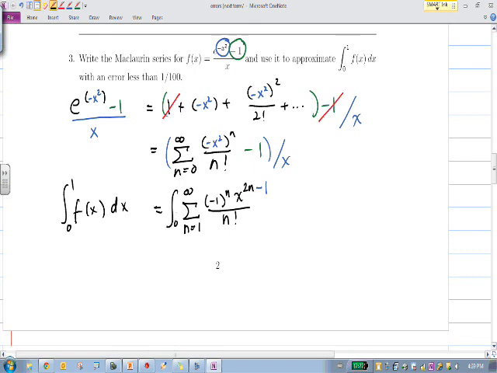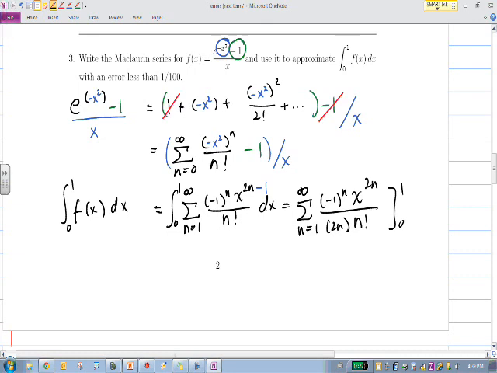Okay, so if I integrate this from 0 to 1 dx, here's what I will get. Sigma n equals 1 to infinity, negative 1 to the n, x to the 2n over 2n times n factorial, from 0 to 1. So let's examine what happens when I plug in the bounds. If I plug in the 1, then that term just becomes 1 to the 2n, which is just always 1. When I plug in the 0, it's actually 0 to the 2n, which is 0. So plugging in the 0 doesn't really do anything.